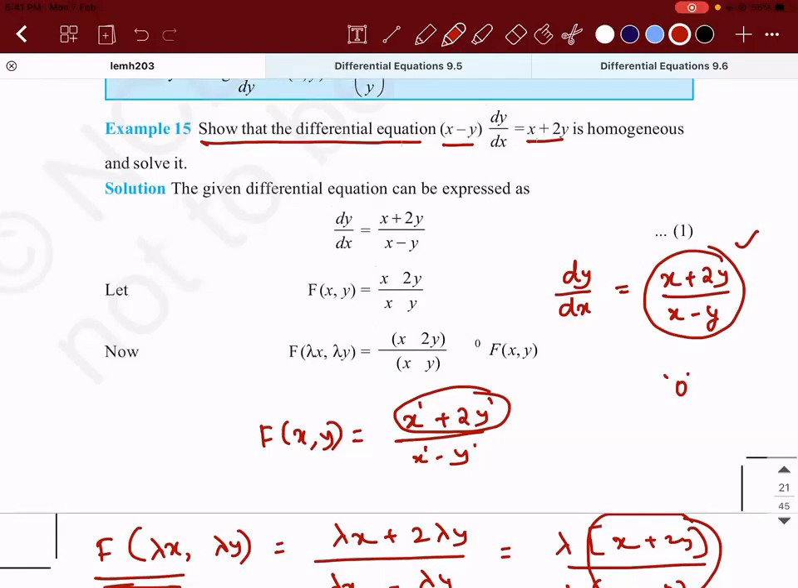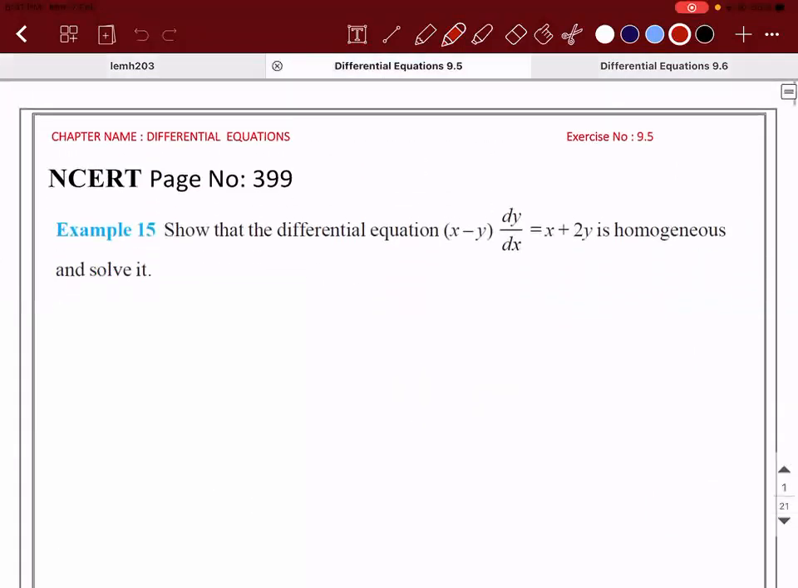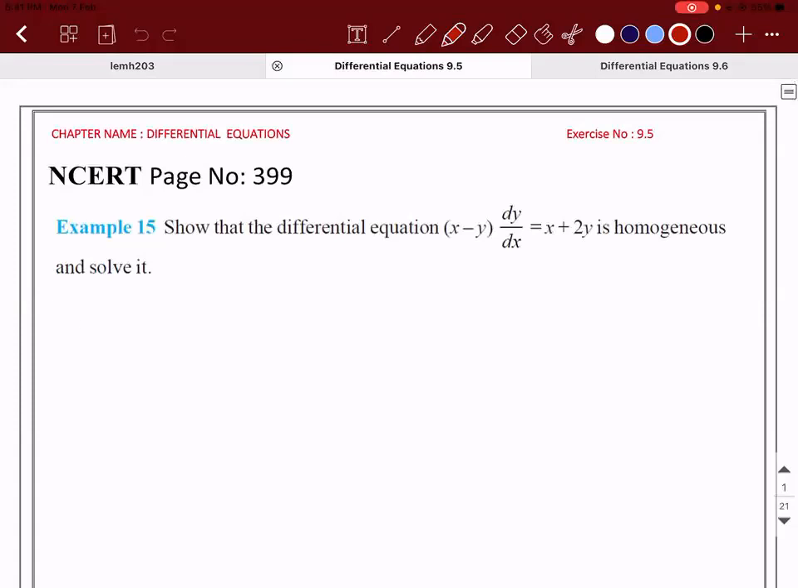Okay. Now, how to solve these kind of equations is what I'm going to show you now. So dy by dx is equal to (x plus 2y) divided by (x minus y).